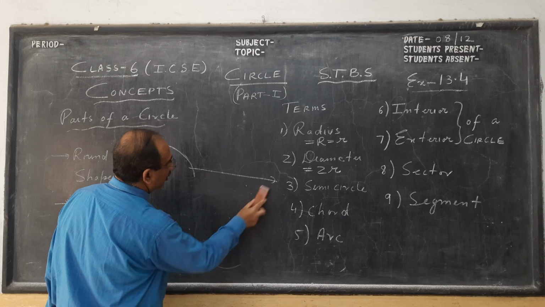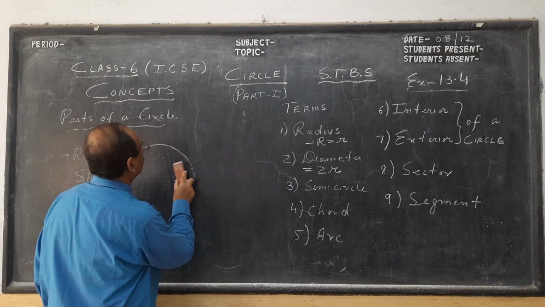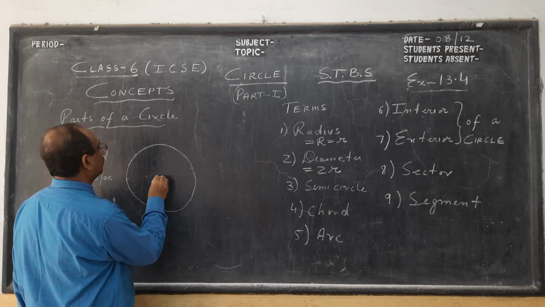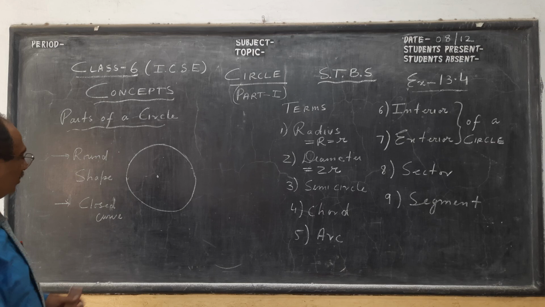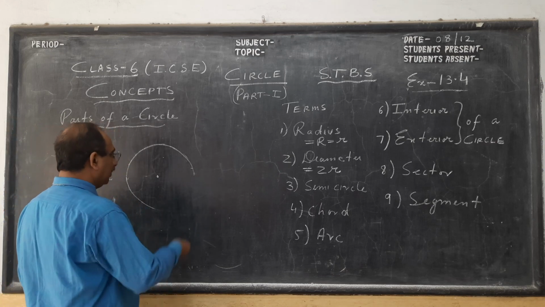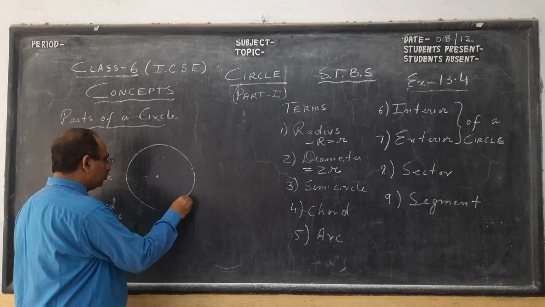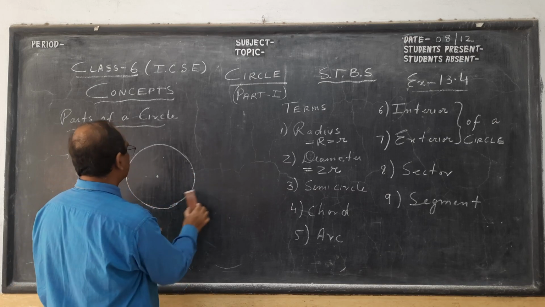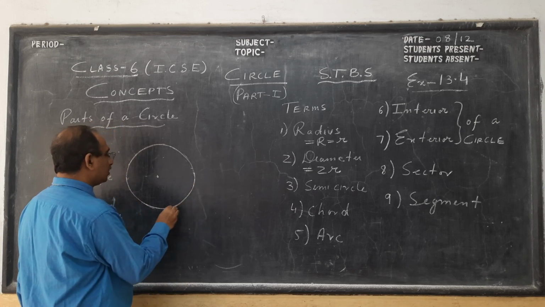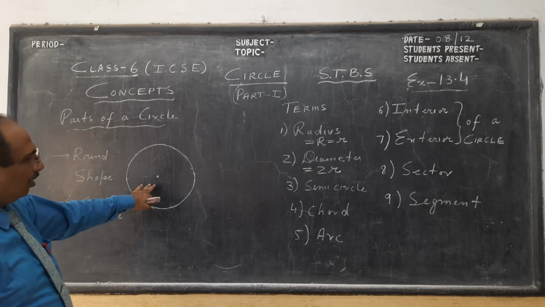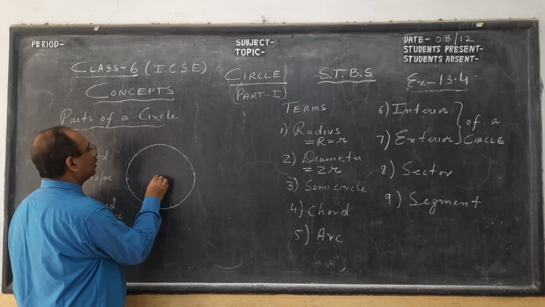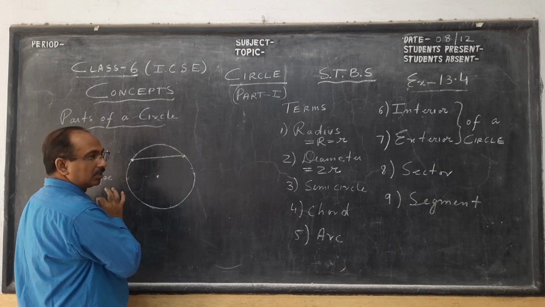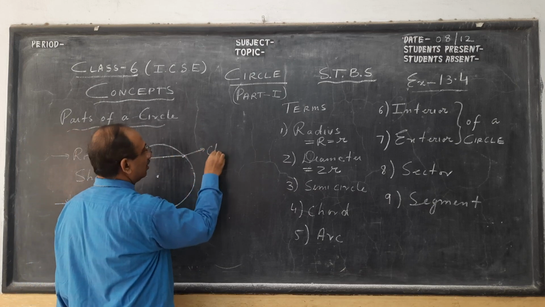So let us see what a chord is. You take a circle, children, and always draw a center. I am using freehand; you can use a compass to draw a nice circle. So what is a chord? Any 2 points on the circumference, if you join them, this is called a chord.